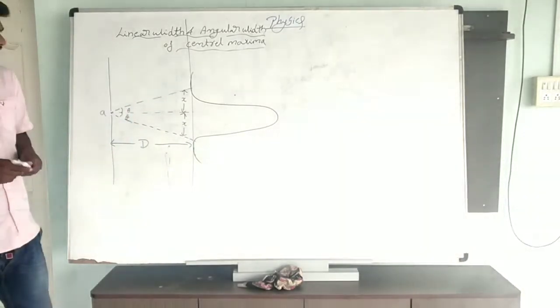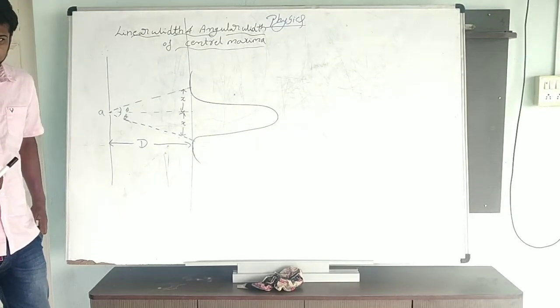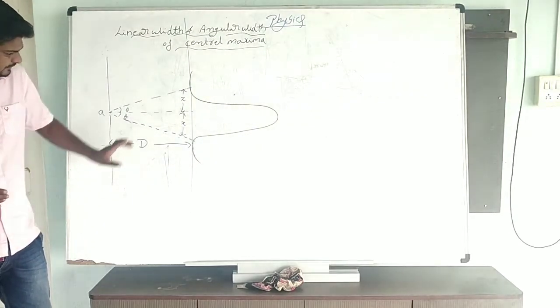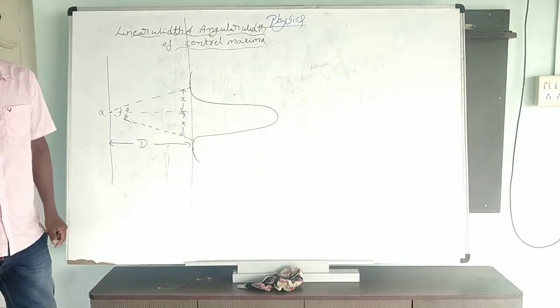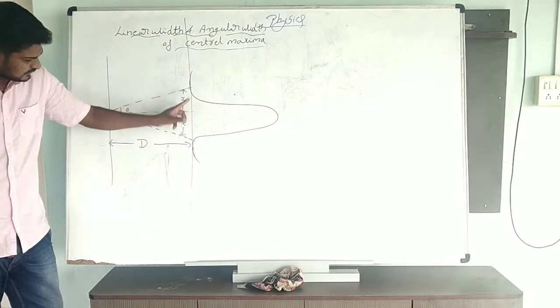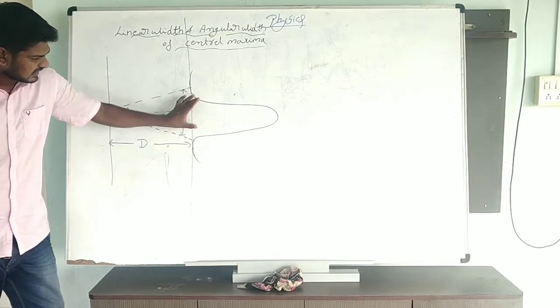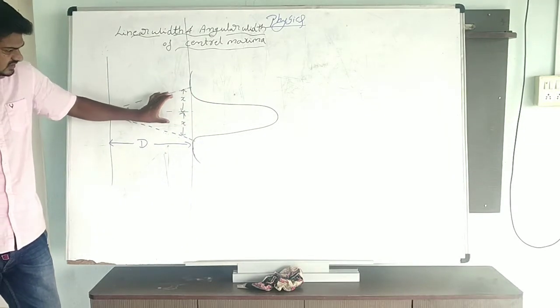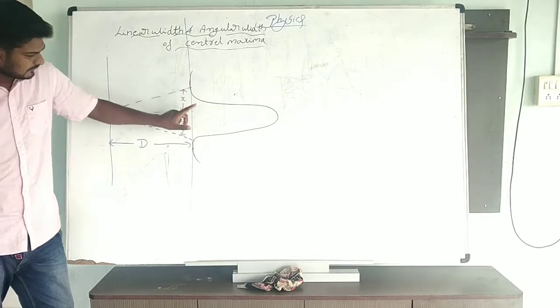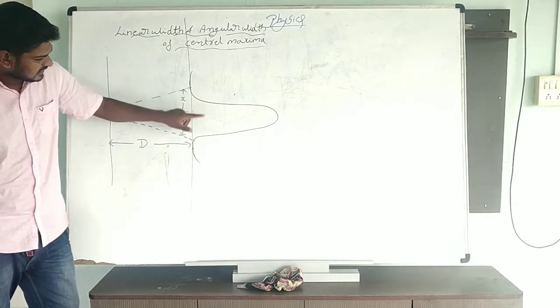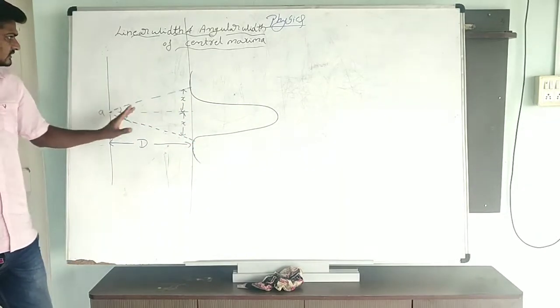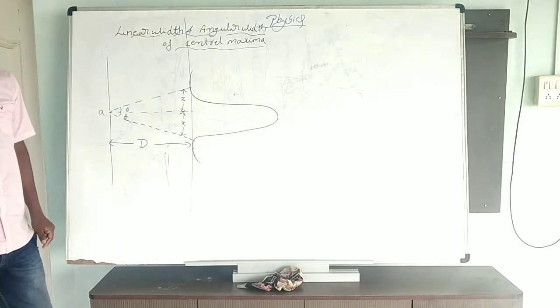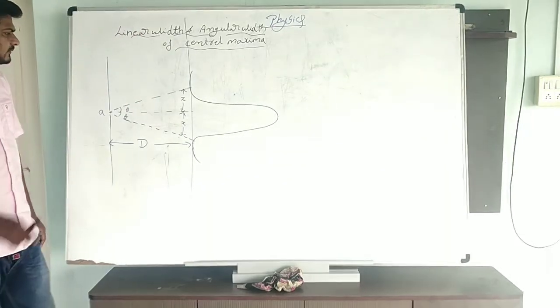What is meant by linear width? The definition is simple: the linear distance between the first minima on either side of the central maxima. We call this the linear width.